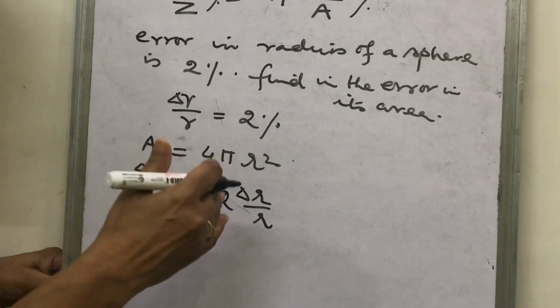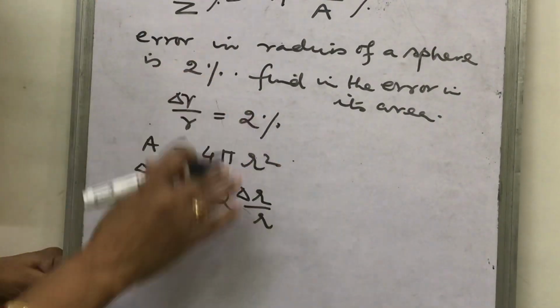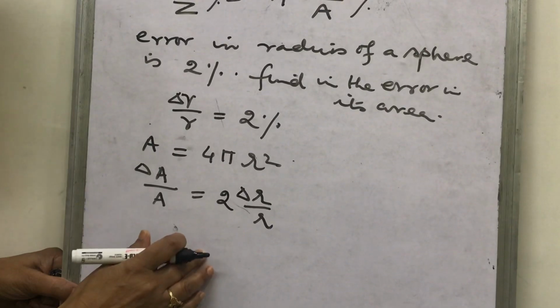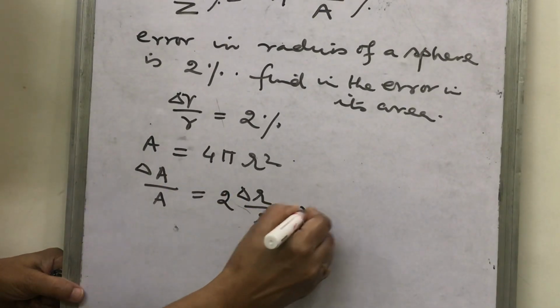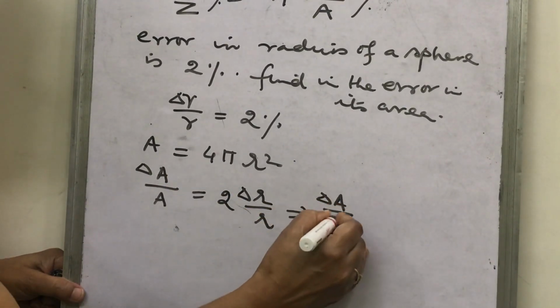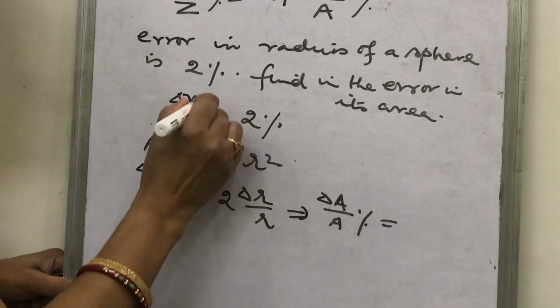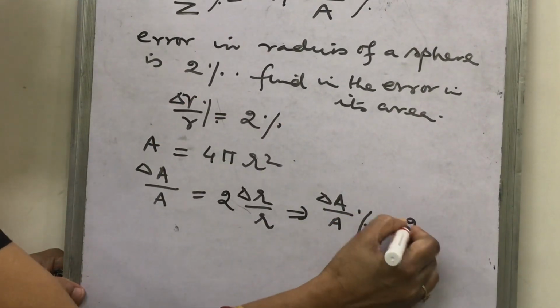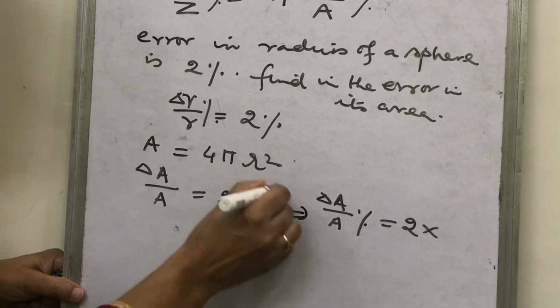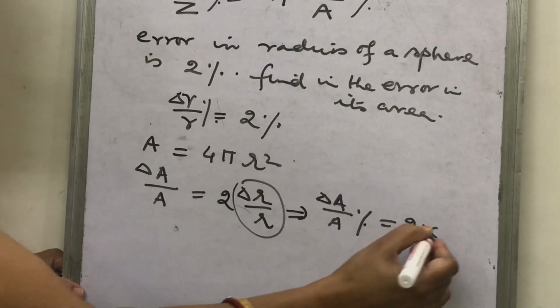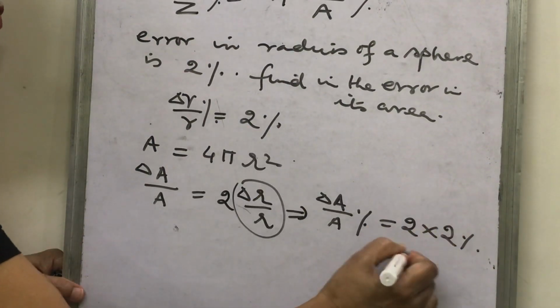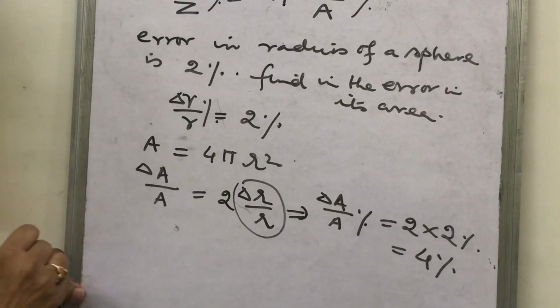This is the case, and so many examples are there. You have to solve them. Now what will you find here? That delta A upon A percent. What is the percent error? It is given, 2 into, what percentage error is given? 2. So this is 2%. So what will be the error? 4%.